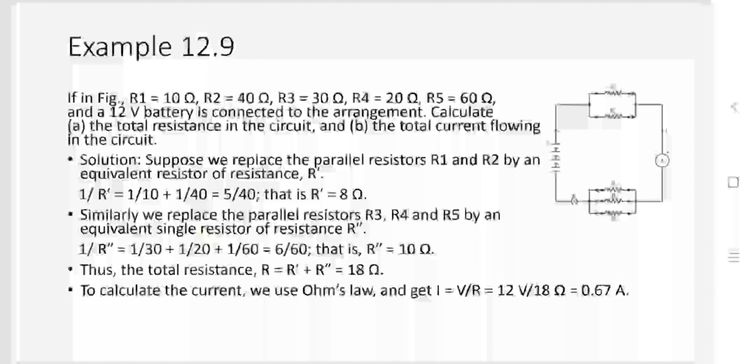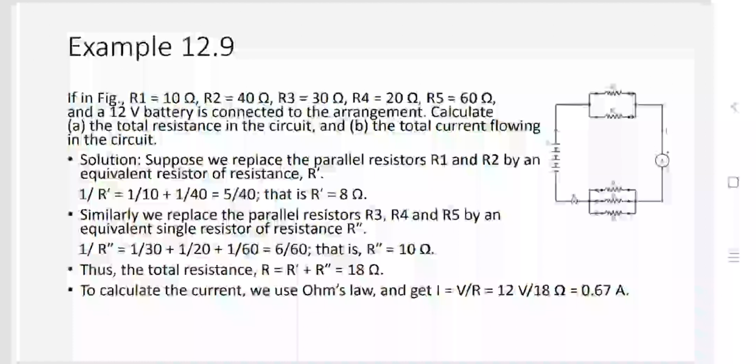Now in the below part, three resistors are in parallel, R3, R4 and R5. Let us solve its equivalent resistance. 1 by R double dash equal to 1 upon R3 plus 1 upon R4 plus 1 upon R5, and that would be 1 upon 30 plus 1 upon 20 plus 1 upon 60. So its equivalent would be 6 by 60. So R double dash equal to 10 ohm.